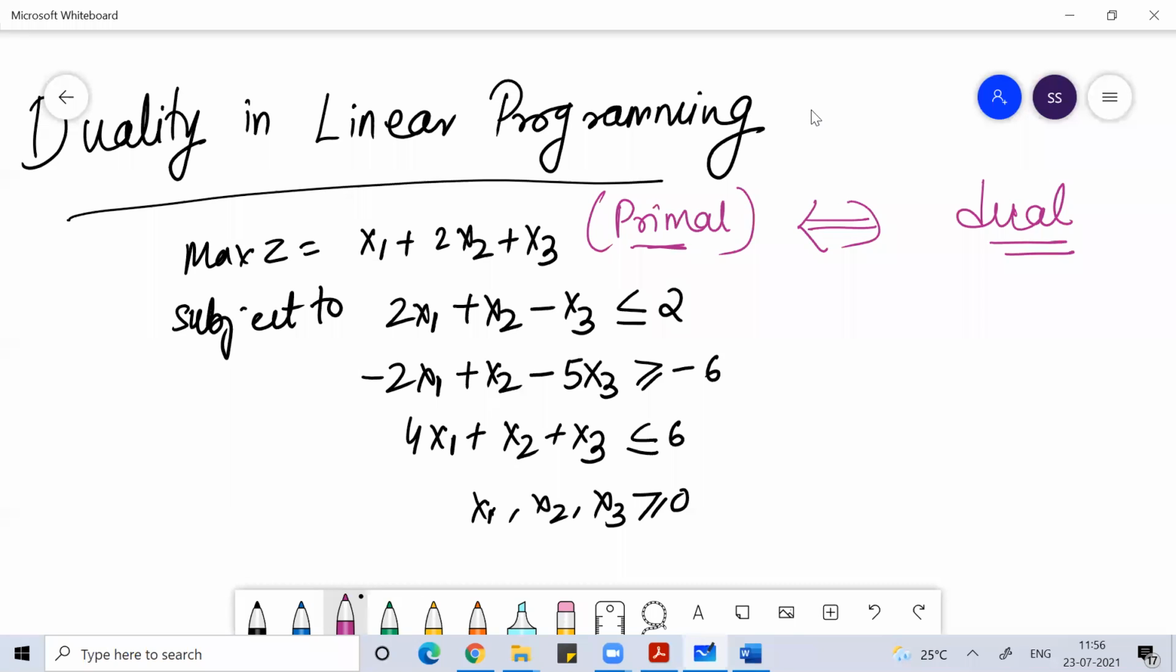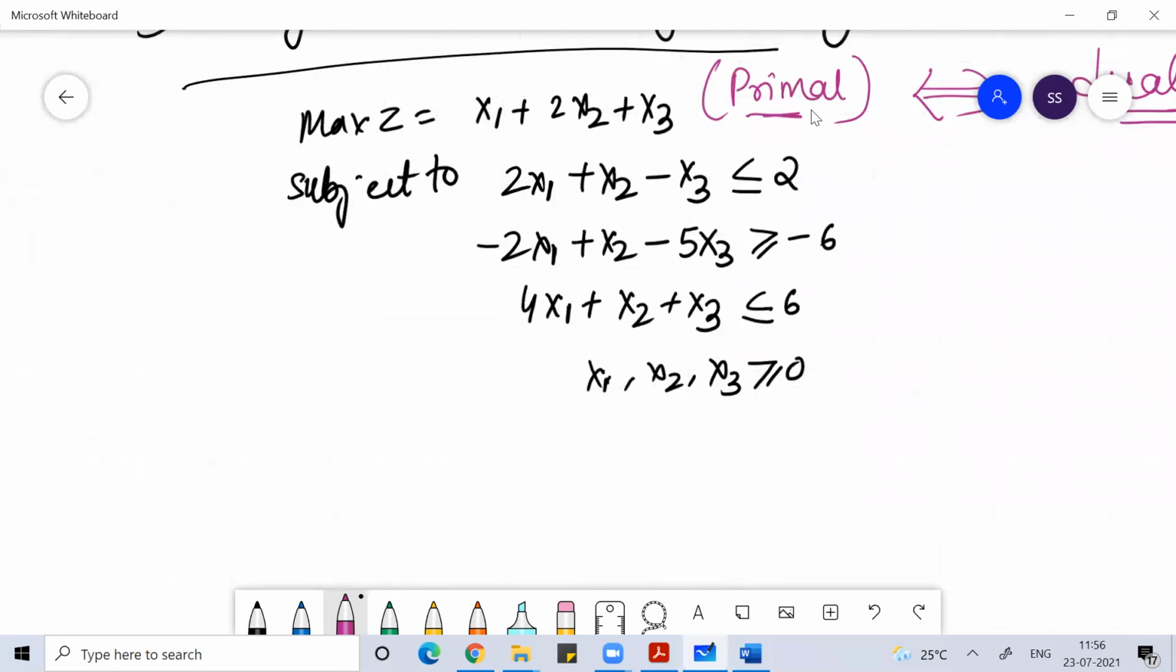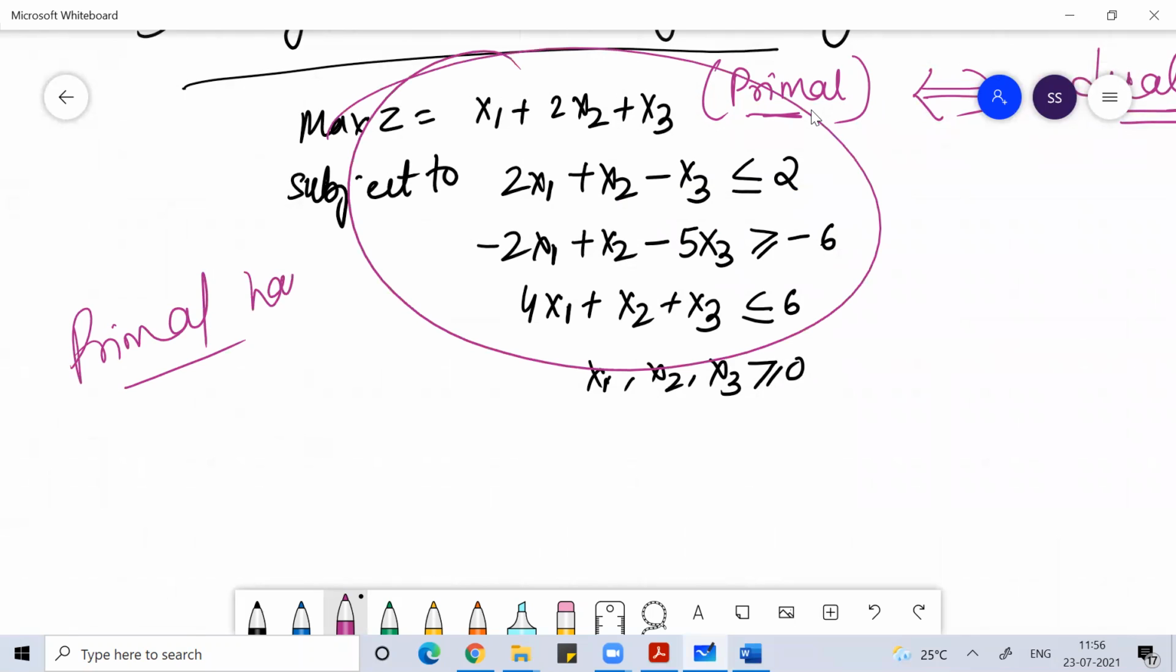So why do we need to do it? Imagine the primal contains a large number of constraints. Sometimes in a given LPP equation you have too many constraints and a very small number of decision variables. Imagine the primal, meaning this equation, has a lot of constraints. So you know the reason. No? If you have a lot of constraints, then what will happen? You have to introduce that many slack variables, negative or positive.